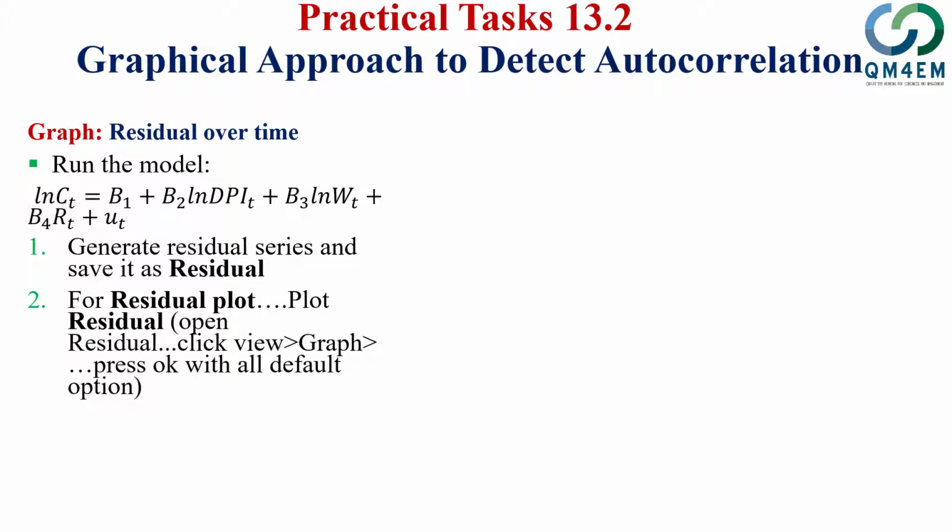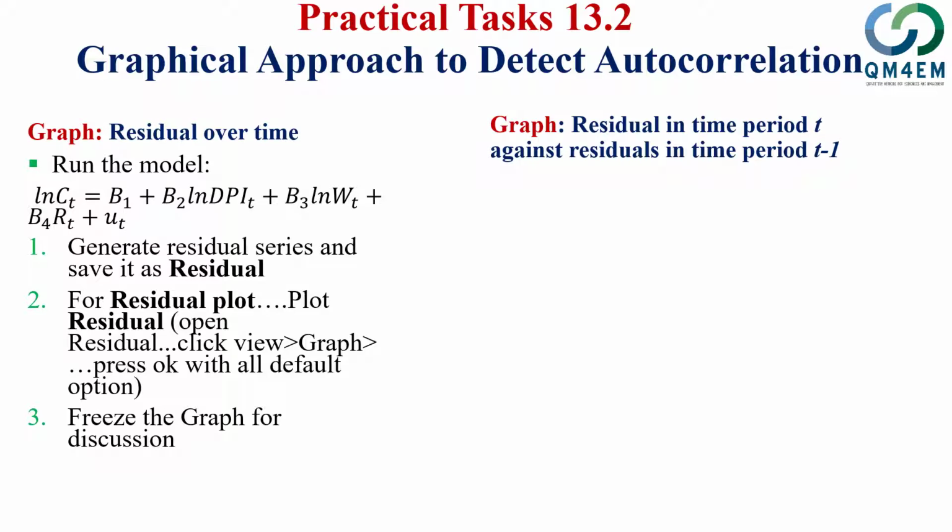For a residual plot, all you have to do is open the residual saved series. Double click, open, it will open up, and then go to the view of that group of residual data, go to the view, and then go to the graph, and with all default press OK. So you can get the graph of the residual over a period of time. You can freeze that for discussion.